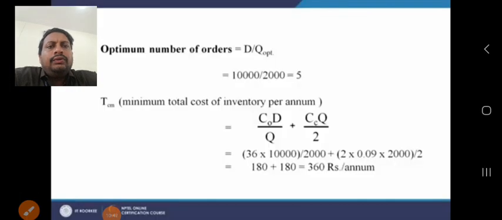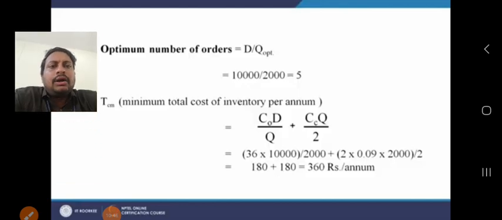Now we are going to calculate the optimum number of orders. Just now we calculated the Q value, the square root of 2 into ordering cost into annual demand divided by carrying cost. So the EOQ is 2000. We know the annual demand and the EOQ. The optimum number of orders is the same as in the previous problem: annual demand 10,000, Q optimum 2000. So 5 times we are going to place the order. The optimum number of orders is 5.